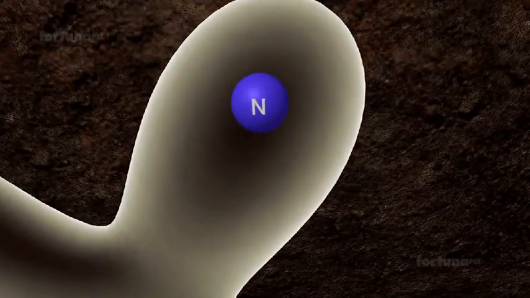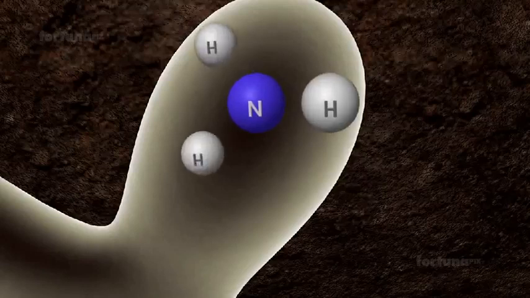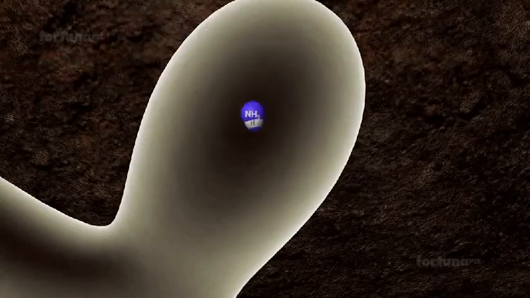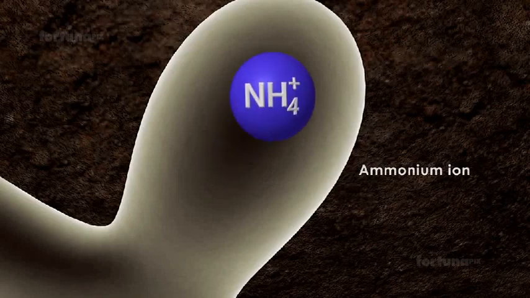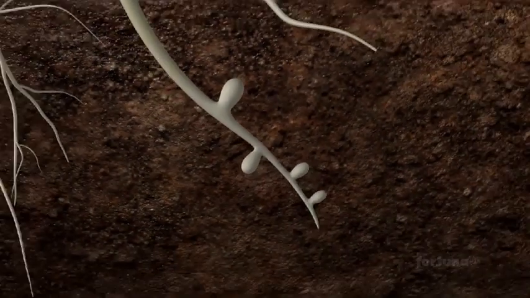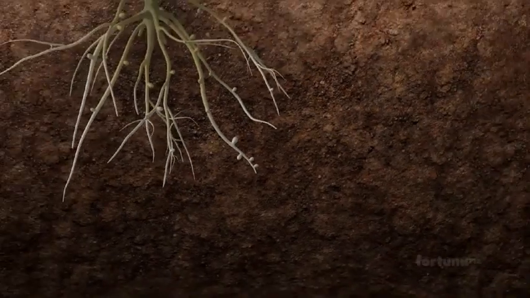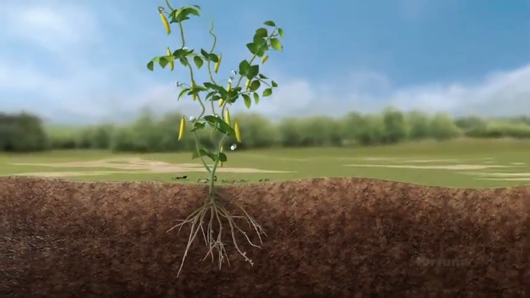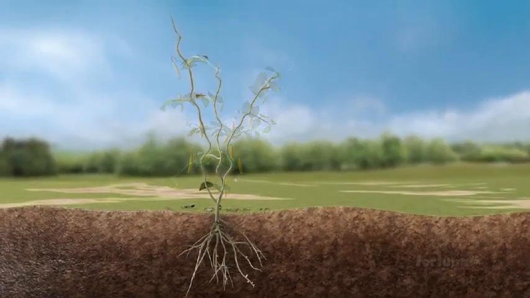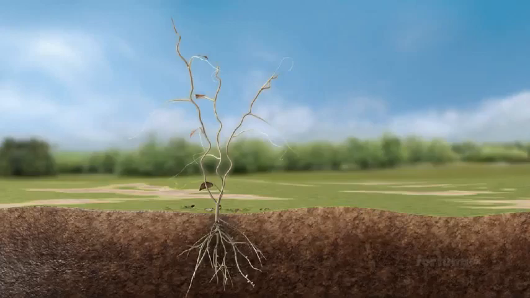The nitrogen molecules, with the help of nitrogenase, will combine with hydrogen molecules to first form ammonia and then an ammonium ion. Ammonium ions will be utilized by the plant as long as it lives. After plants die, the nitrogen will still remain in the soil where it will enrich it.